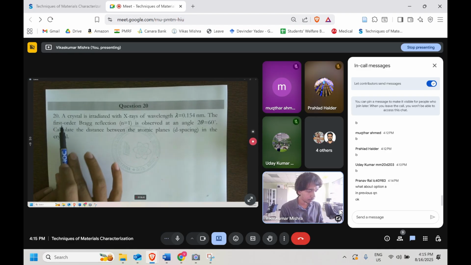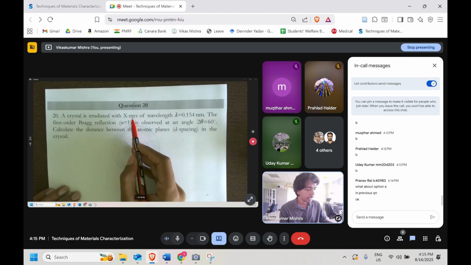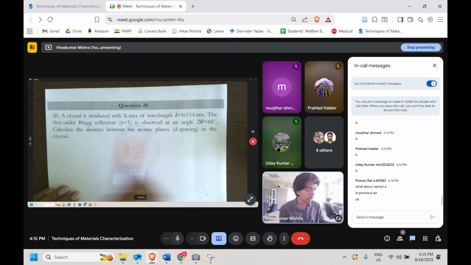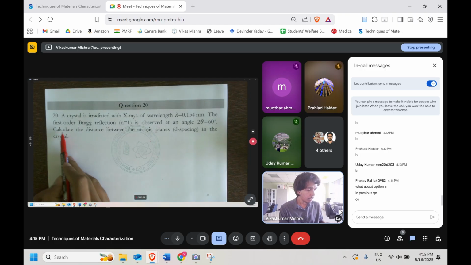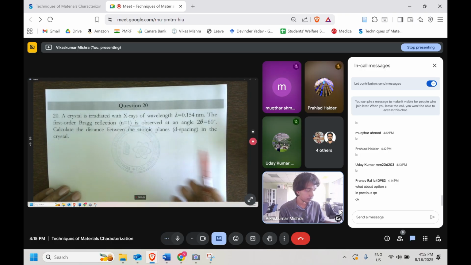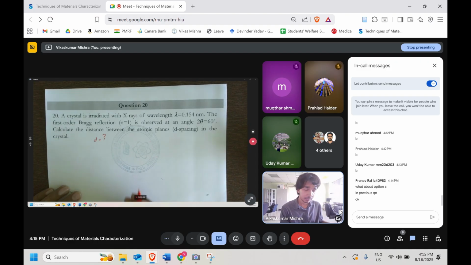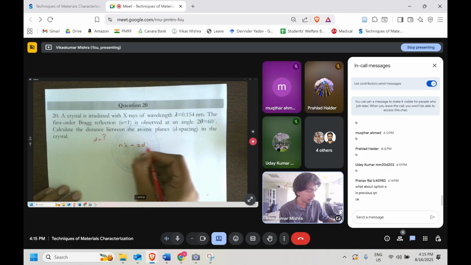Now this one. A crystal is irradiated with X-rays of wavelength lambda 1.54 angstrom or 0.154 nanometer. The first order Bragg reflection, n equal to 1, is observed at the angle 2 theta equal to 60. Calculate the distance between the atomic planes. So our d is missing. We know Bragg's law is satisfied, so we can apply n lambda equal to 2d sin theta.